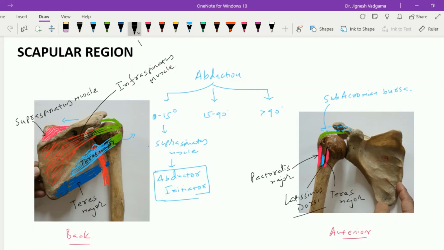So a common mnemonic called "the lady between the two majors" can be helpful to understand the insertion at the bicipital groove.